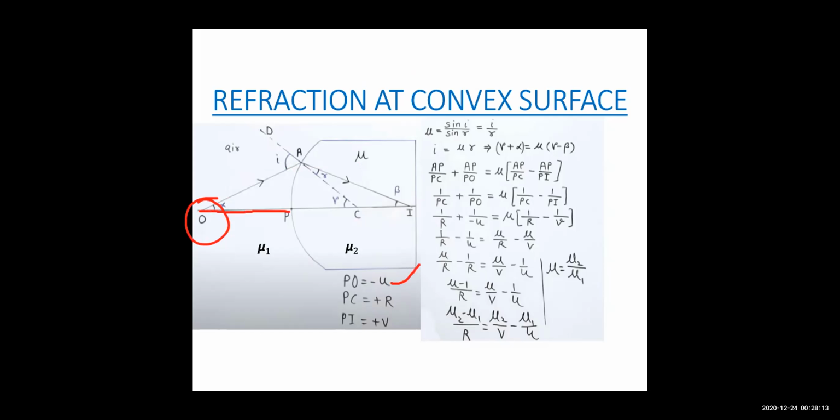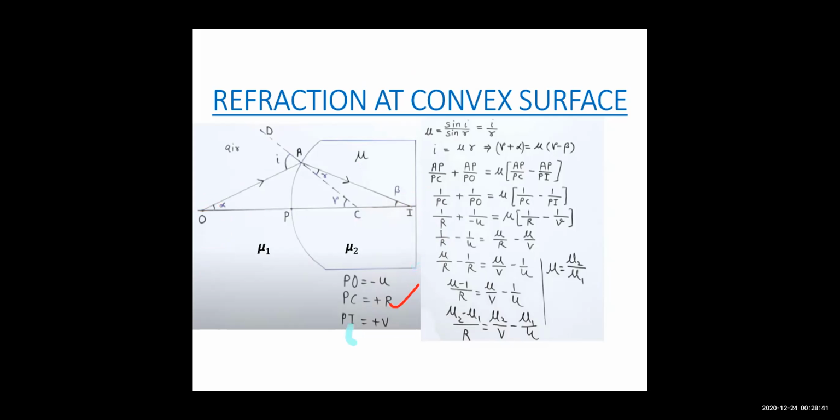Now here, children, PC, as we know, is the radius of curvature. It is on the right side, along the incident ray, so it will be taken as positive, so it is plus R. Now the image is formed at I. So the distance PI is the image distance, and as it is along the incident ray, on the right hand side, it will be taken as positive. So PI is equal to v. This is all about lengths.